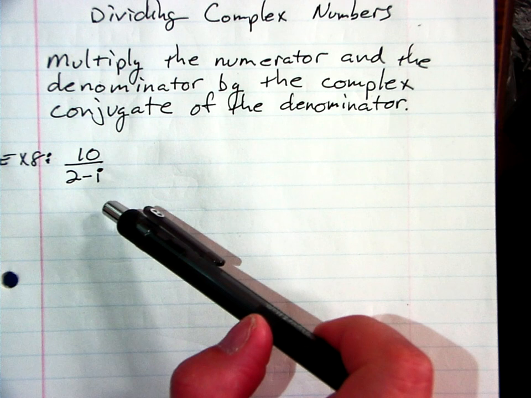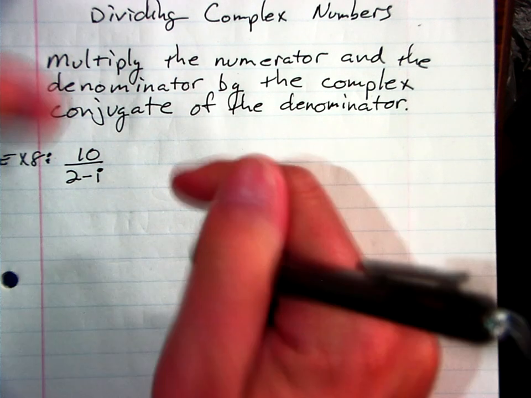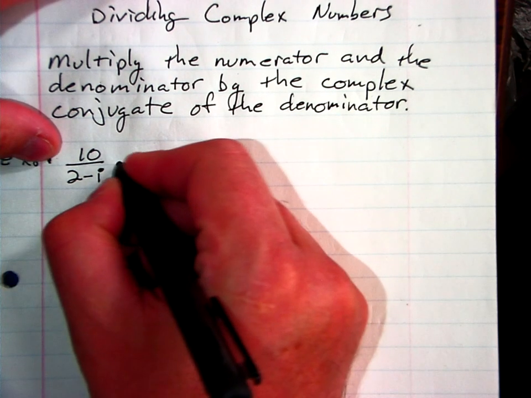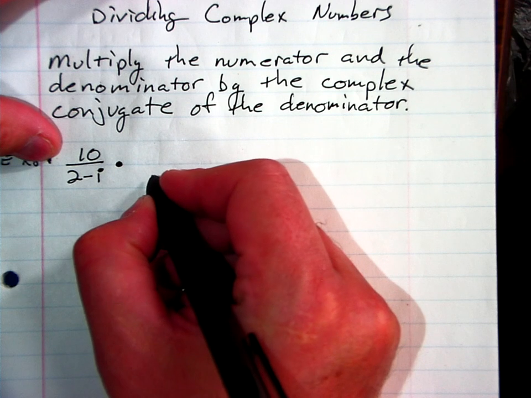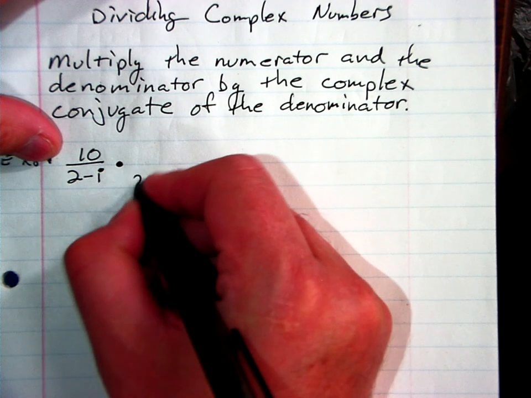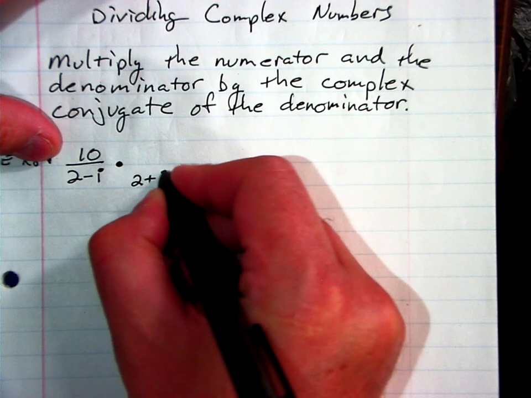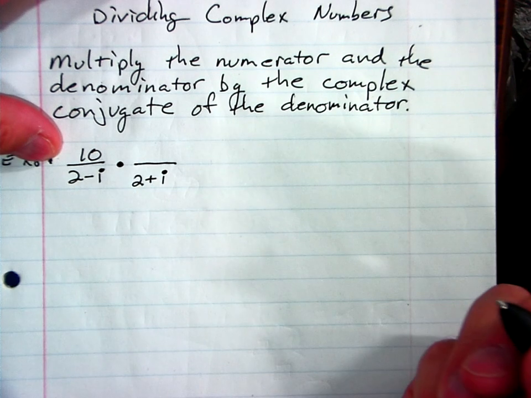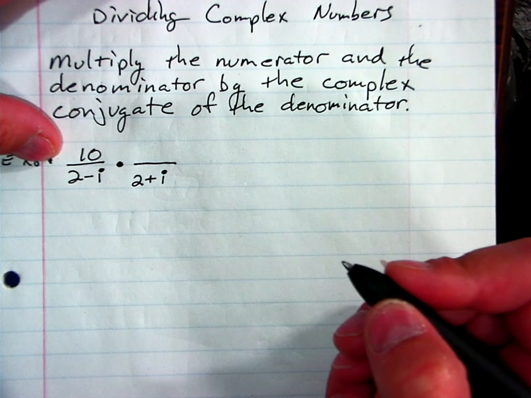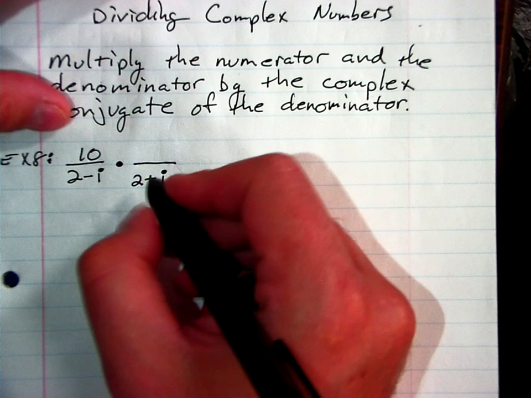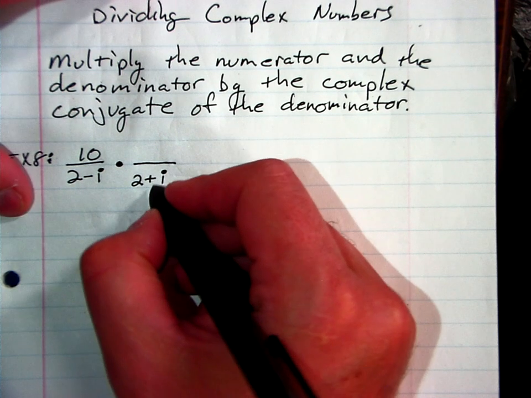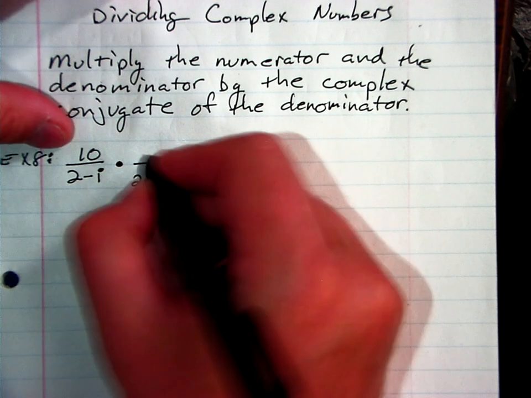To do so, we multiply by the complex conjugate, which just simply means instead of 2 minus i, it's going to be 2 plus i. That's all conjugate means, is you switch the sign. So if you do it to the bottom, you must do it to the top.